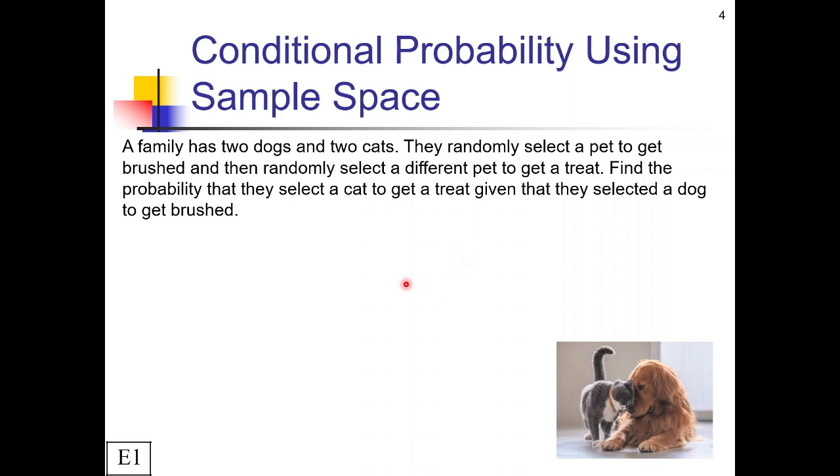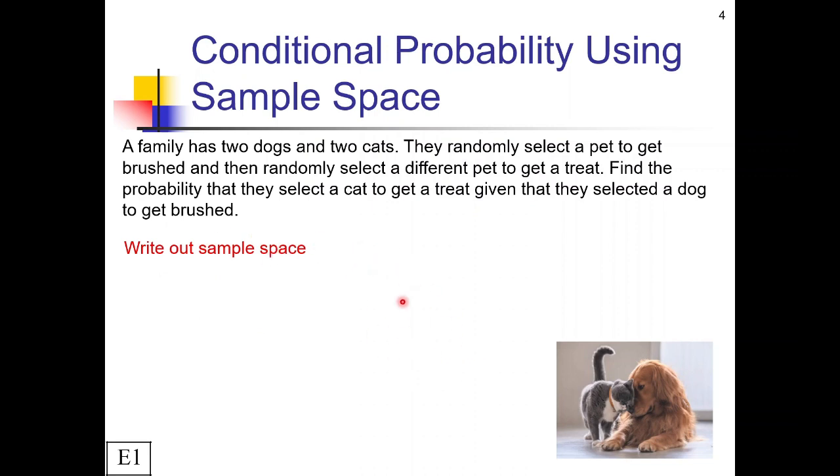For our opening problem, we're going to talk about finding conditional probability using sample space. Let's say we have a family with 2 dogs and 2 cats, and isn't that cute? They randomly select a pet to get brushed, and then randomly select a different pet to get a treat. We want to find the probability they select a cat to get a treat, given that they've already selected a dog to get brushed. One way to do these problems is to write out the sample space and use that to figure out our probabilities.